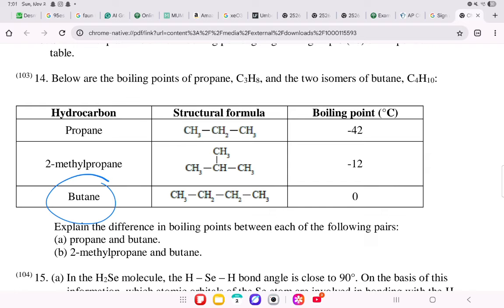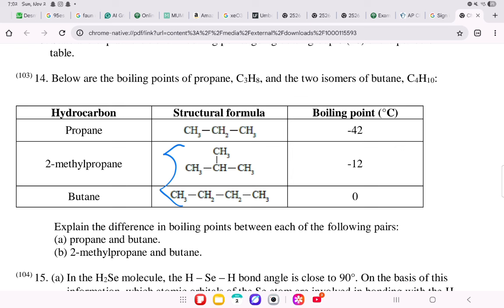Now, between 2-methylpropane and butane, they are both nonpolar, first of all, and they both have the same number of atoms. You can find out by counting the atoms and the types of elements. It's completely the same. The only difference is that butane is more linear, okay?